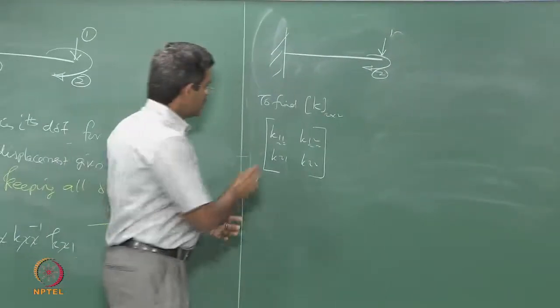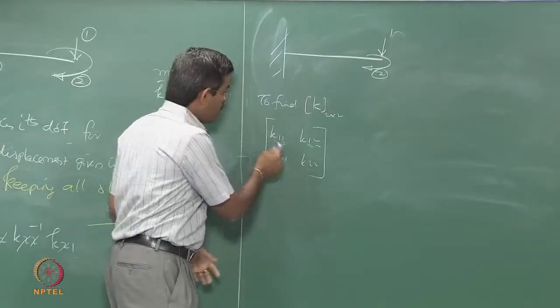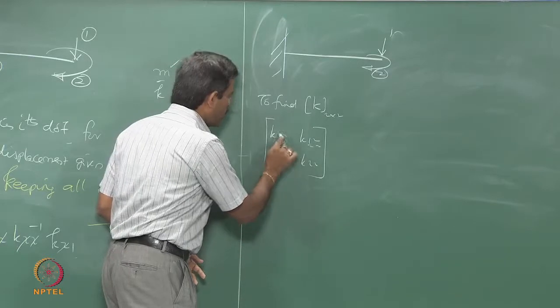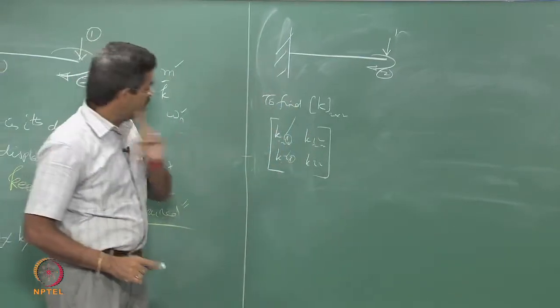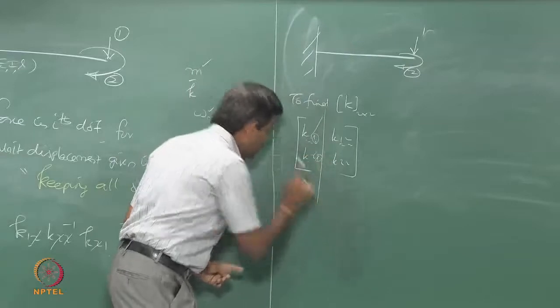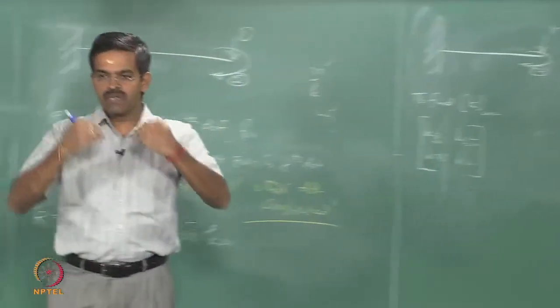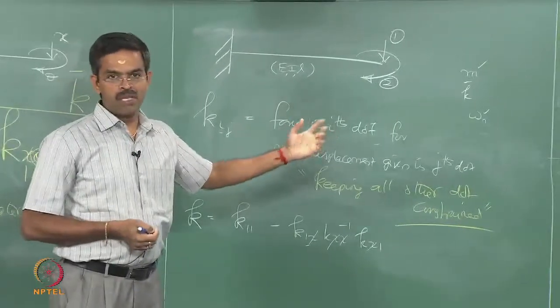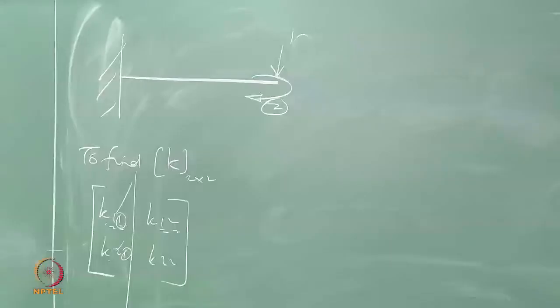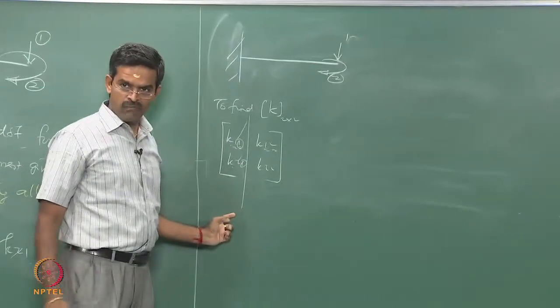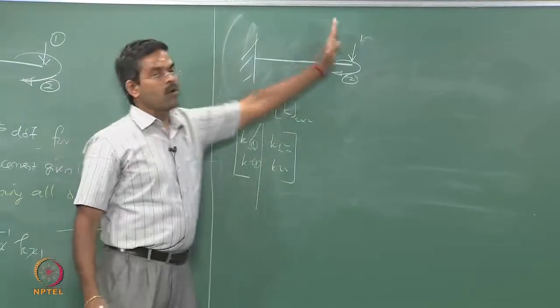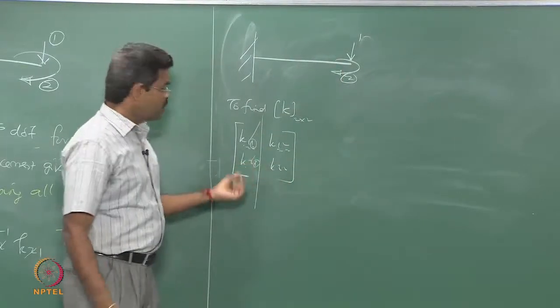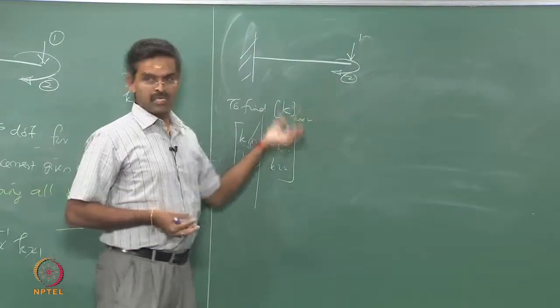So, what will I get? I will get K11 and K21. It means for unit deflection along 1, I get forces in 1 and 2. Therefore, the stiffness matrix is always derived column wise. On the other hand, the flexibility matrix will be reversed, derived row wise, because they are inverses of each other. So, I will get the first column if I give unit displacement along 1. If I give unit rotation along 2, I will get the second column.